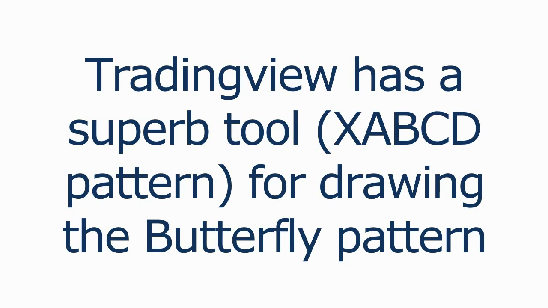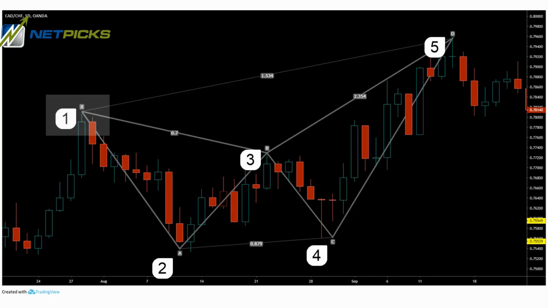So how do you trade it? Well, Tradingview has a superb tool, XABCD pattern, for drawing the butterfly pattern, but you can also do it with just a simple Fibonacci tool. Now this is the X point, and it's going to be the first place we click with the Tradingview tool, or the Fibonacci tool, doesn't matter. This ending forms that X to A swing. So we click at this point, and we get the AB leg.